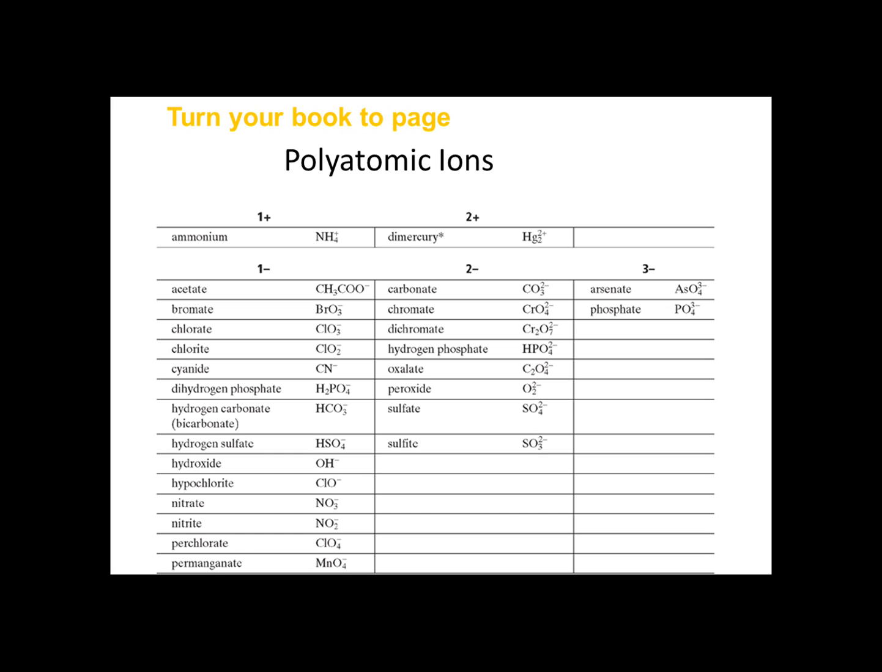Alright, let's look at the polyatomic ions. These are groups of atoms that are bonded together. We'll talk about how they're bonded when we talk about chemical bonding. But they are bonded together with a covalent bond, and they have a charge on them, which means the net number of electrons and protons is not even, so that it has either a positive or negative charge.